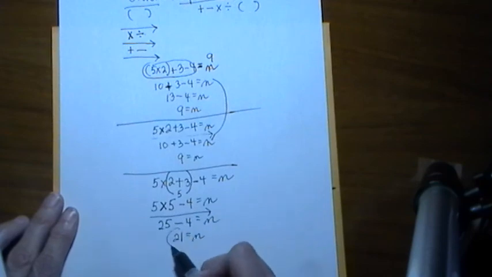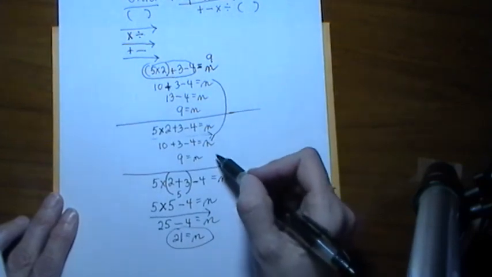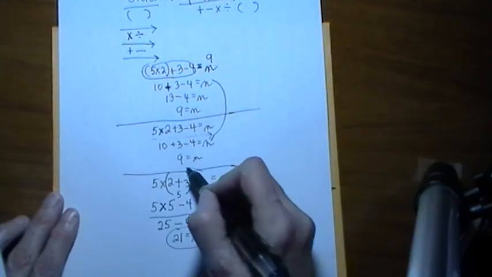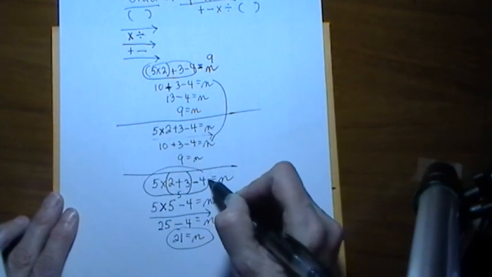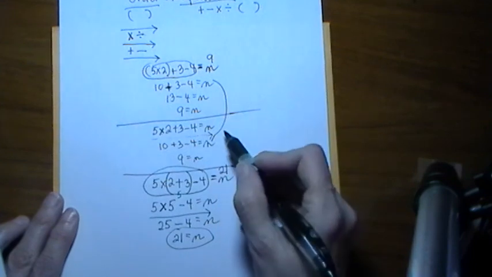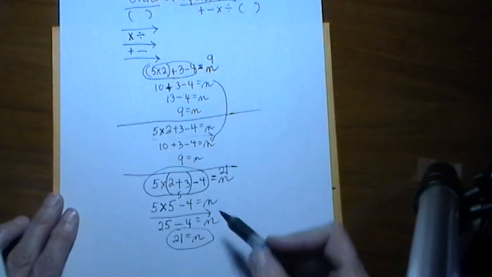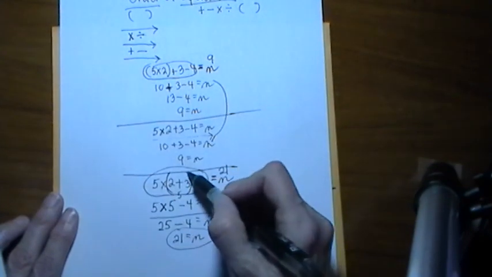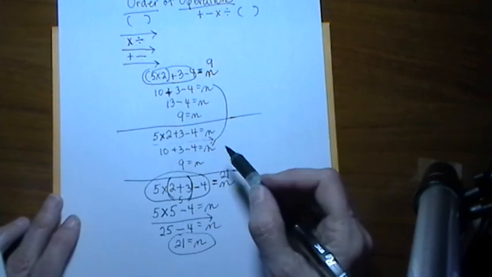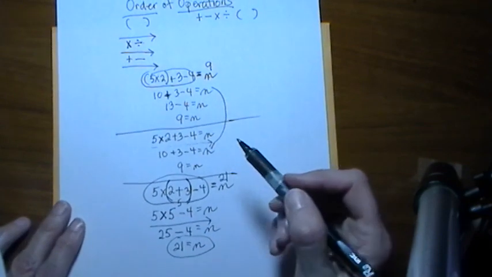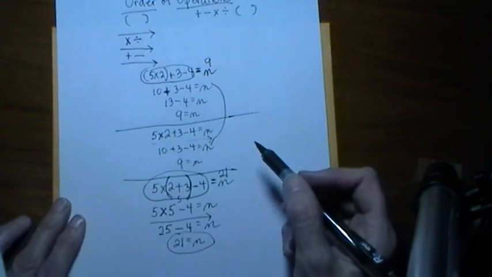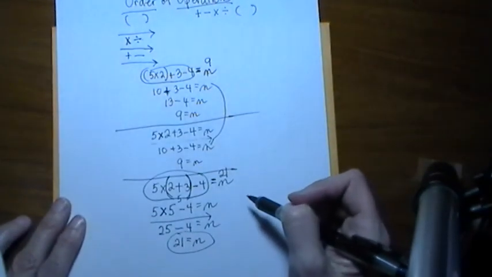So the answer here is very different than the answer up here. For this equation, everything on this side of the equal sign is equal to 21, not 9. And the only difference is the parentheses were around the 2 plus 3. So following the rules in the order of operations is very, very important. Otherwise, you might not get the correct answer.